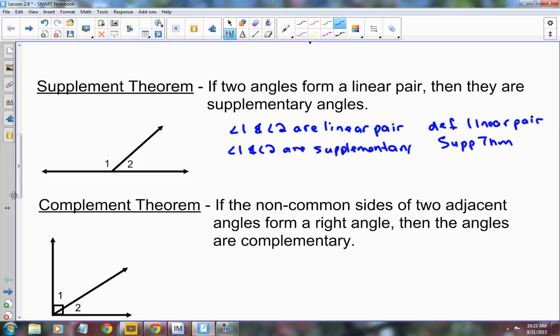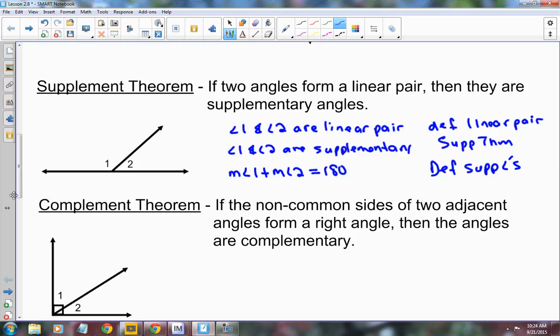So you establish that you have a linear pair. Once you've established that, then you can say that those two angles are supplementary. Now, another step that you might take off of that would be the fact that, what does it mean to be supplementary? They equal 180 degrees. So once you've established it's supplementary, and if you needed to in your proof, then you can make this next statement. The measure of angle 1 plus the measure of angle 2 equals 180. And I get that from the definition of supplementary angles.